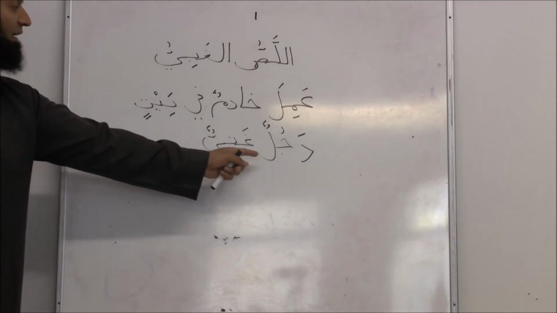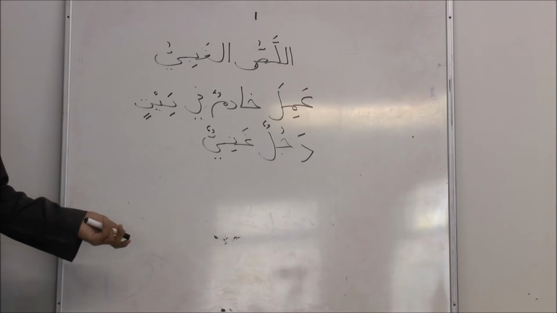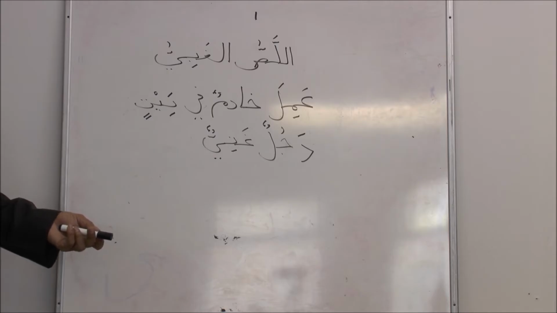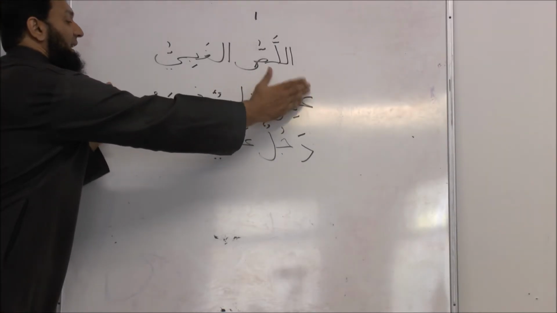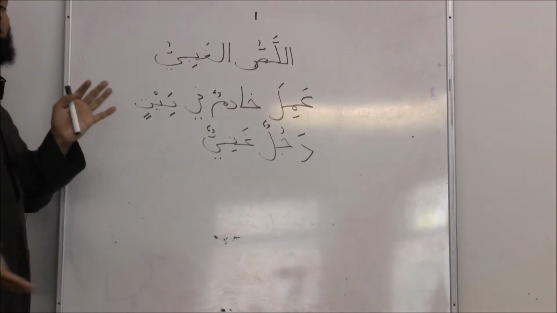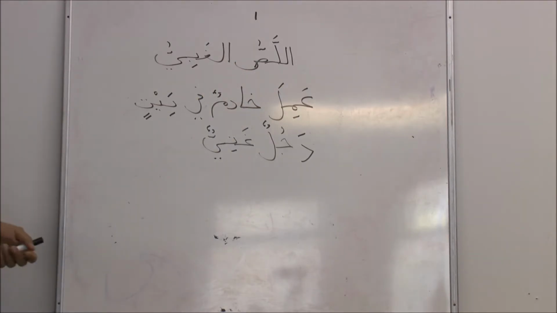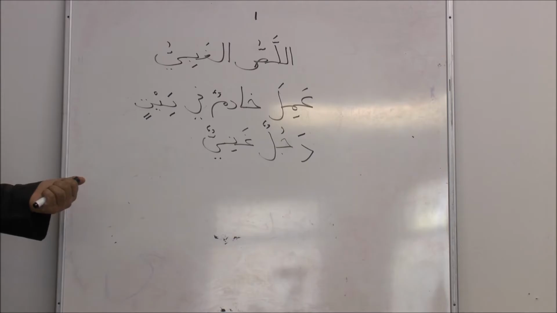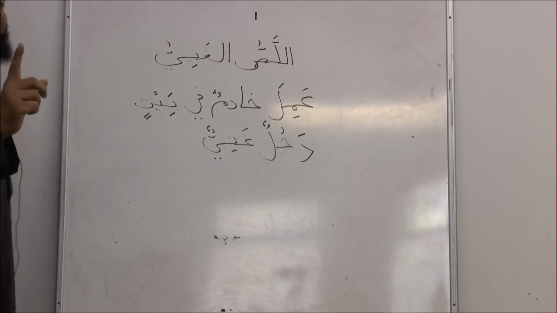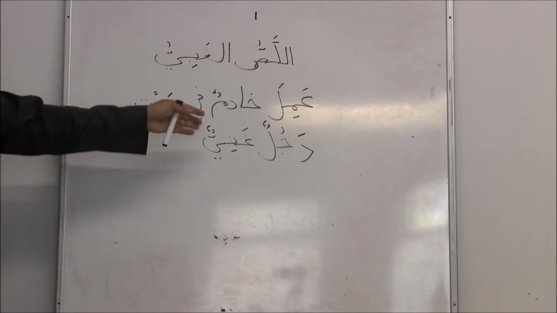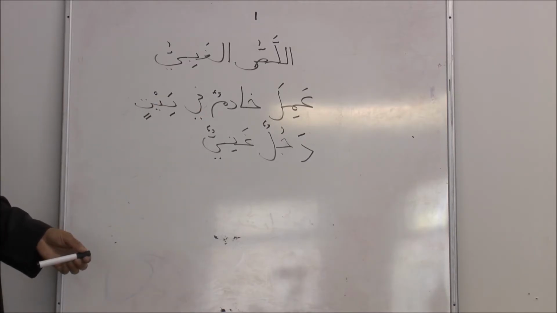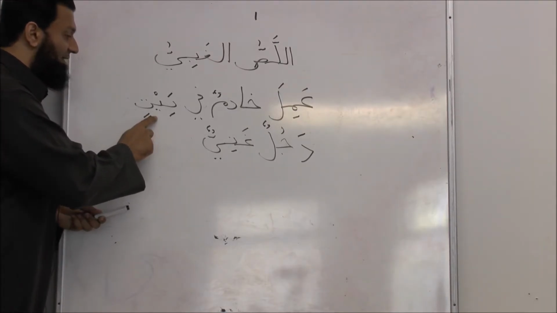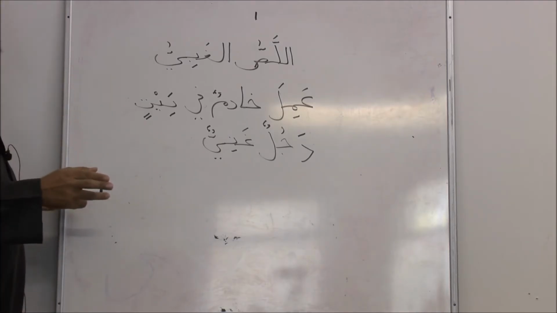Then we have rajulun ghaniyun. What does rajulun ghaniyun mean? A rich man. They're not linked. In fact, this part is a jumlatul fi'liya, a correct sentence, and rajulun ghaniyun is just two words. I wish you to know by now that that's not the intended meaning. So how do we change it? There's an idafa that we need to create from baitin and rajul, as in baitin is the house of the rich man.